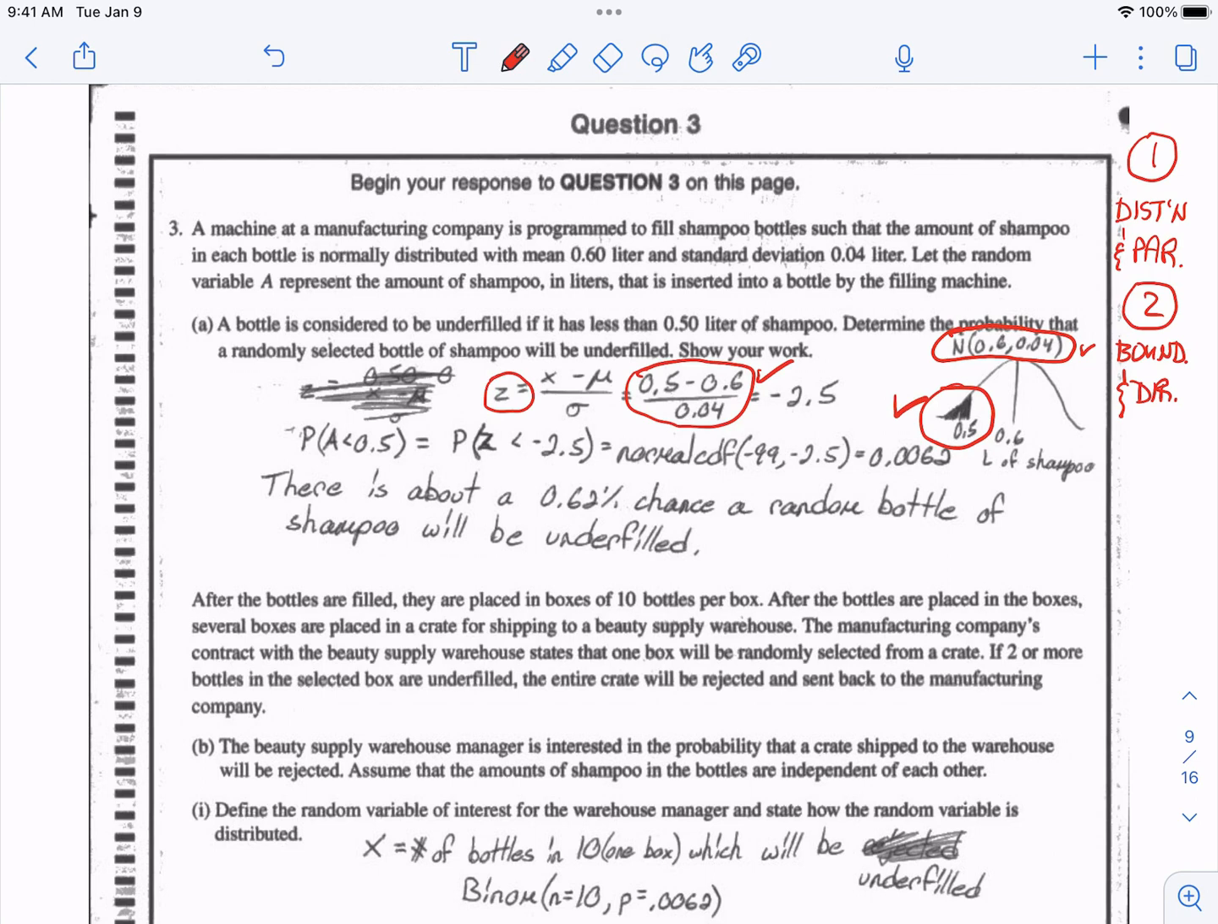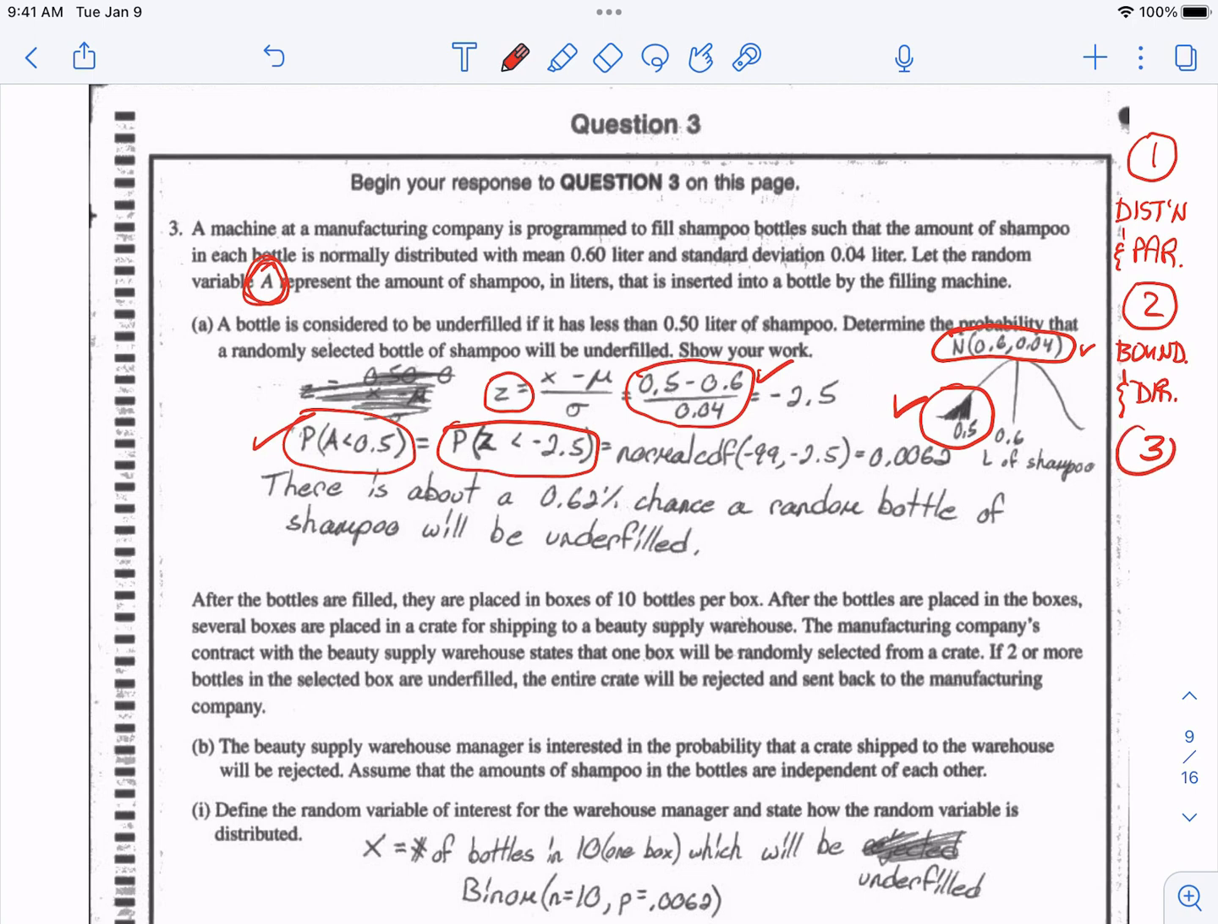They also said in symbols that they're looking for the probability that A, which was defined in the problem, they didn't make this up, that's the defined variable, A is less than 0.05, that would have given them boundary and direction. They also have the z-score less than negative 2.5. That would give them boundary and direction. So they have it here a couple places. Clearly they've got the second piece that they need for full credit.